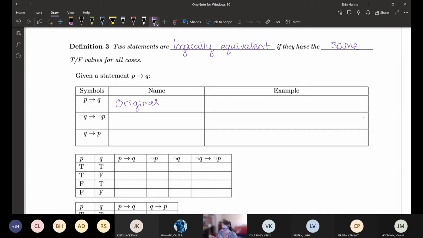So say, let me make the example, if the ground is wet, then it is raining. I'm not saying whether or not these statements are true or false. I'm just trying to write a statement down. So essentially, P is the ground is wet, and Q is it is raining. We have these two kind of special setups.